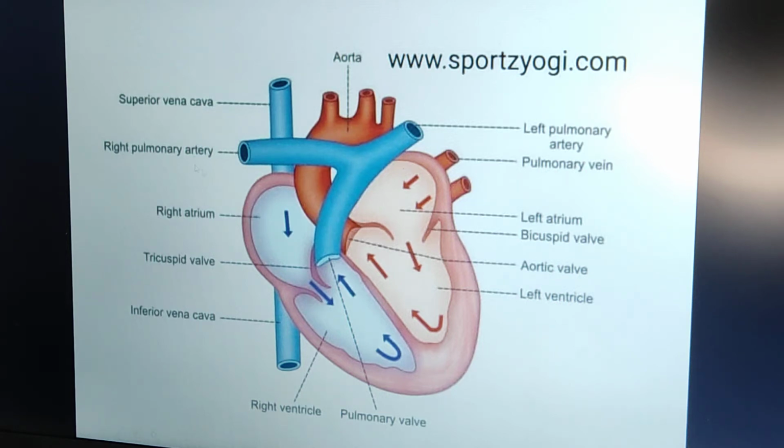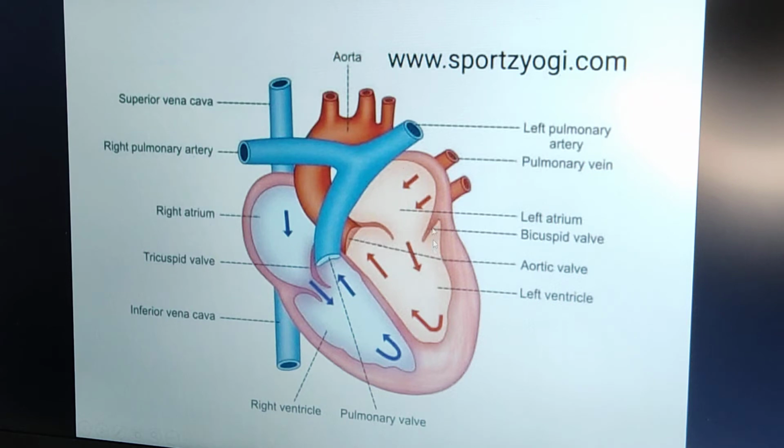One is the right side pump and this is the left side pump. The right side of the heart contains deoxygenated blood. The left side contains oxygenated blood. So what is happening on the right side? Deoxygenated blood is coming from the body parts and entering into the pulmonary artery for purification. That is the right side.